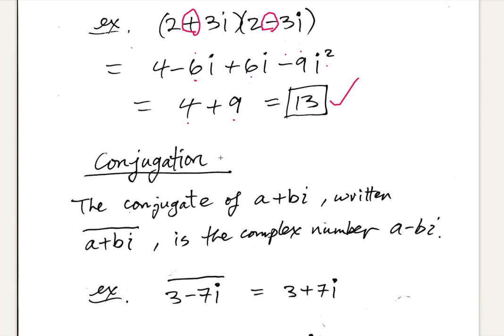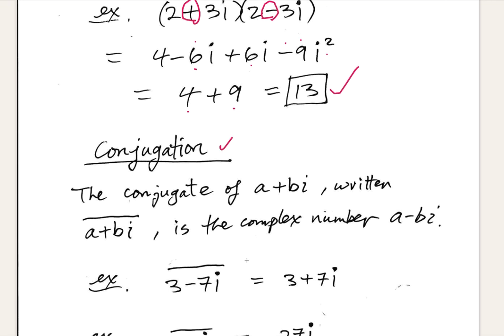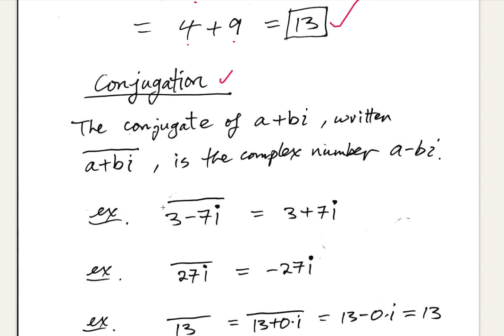There's another operation which does not exist in the real numbers because it's trivial for the real numbers. It's conjugation. The conjugate of a plus bi, written a plus bi with a big bar over the whole thing, in case you don't know what the a and b actually are, is the complex number a minus bi. So to take the conjugate of a complex number, you just change the sign on the imaginary part. So here, this would be read as the conjugate of 3 minus 7i, and that would equal what? Just change the sign on the imaginary part: 3 plus 7i.